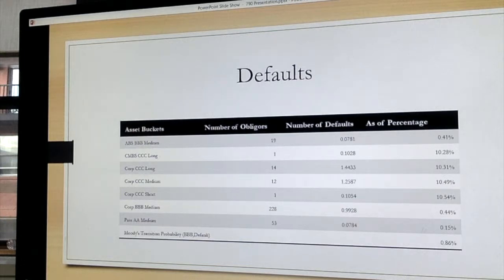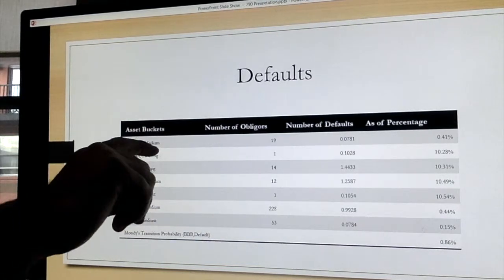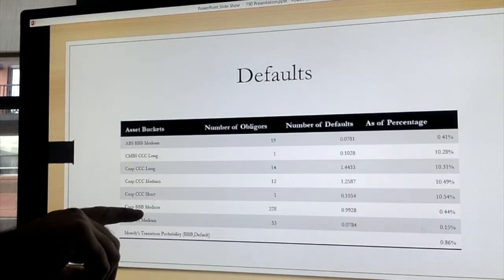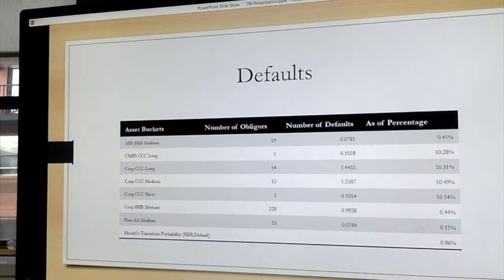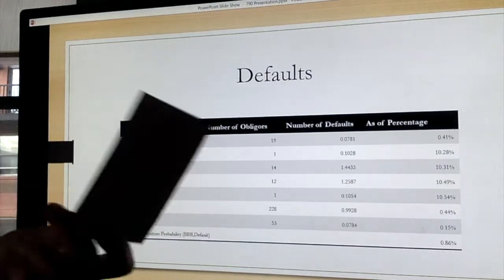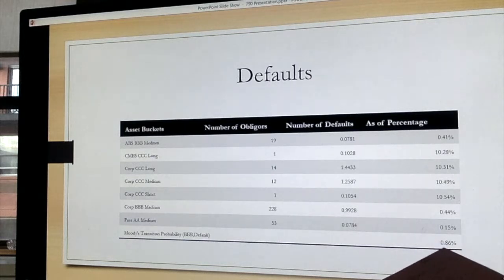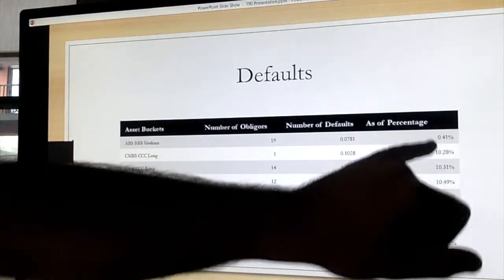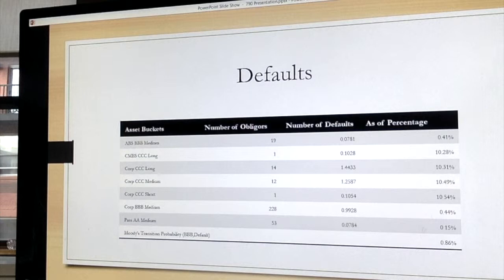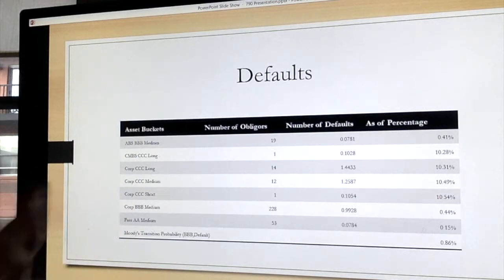So both the ABS triple B medium and the corporate triple B medium have, of course, quite a low chance to default. But when you compare with the Moody's average number, they are doing a lot better, which is a great thing for CNA's asset portfolio. The triple BBs and double As have such a low chance to default.